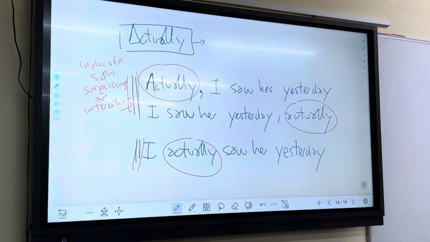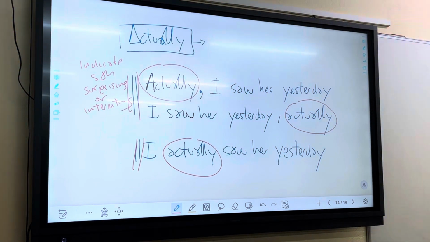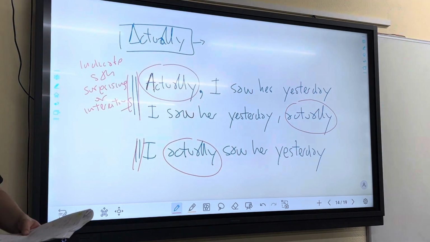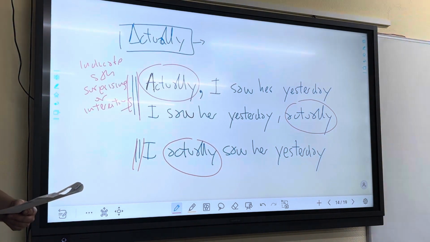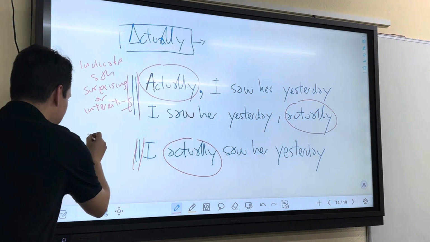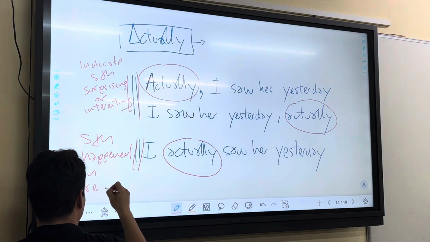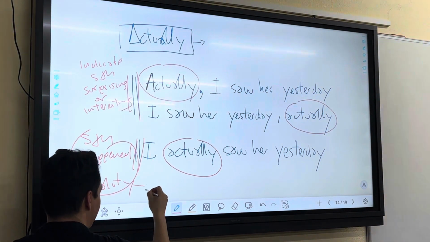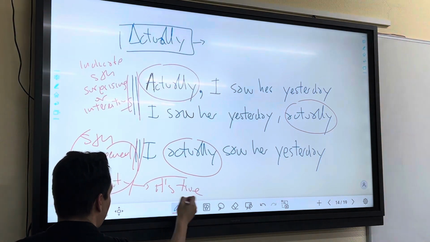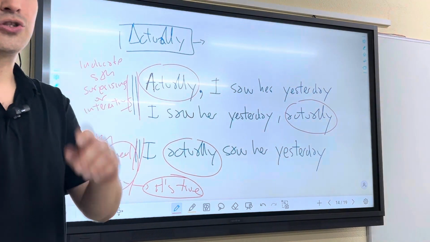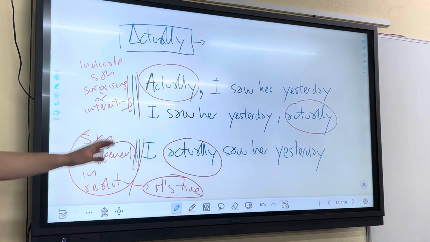And in the other one, I actually saw her yesterday. Is like believe me, I actually saw her yesterday. It's like I'm telling the truth. I actually saw her. Something happened. Something happened in reality. In reality, believe me, it's true. I actually saw her yesterday. You haven't seen her, right? I actually saw her yesterday. It's true, believe me. So yeah, be careful.